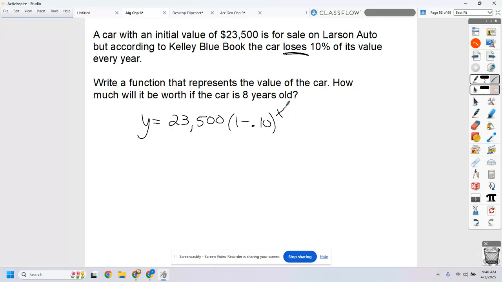So this is how we would write the equation, but I'd also want to clean it up, right? So simplify where I can. So y equals 23,500 times 0.90 to the power of x. It is decay because my car is losing value. And if my car is 8 years old, how much can I charge people for my car? What can I list it for on Facebook Marketplace? So y equals, go put this in here with an 8 in for the x.